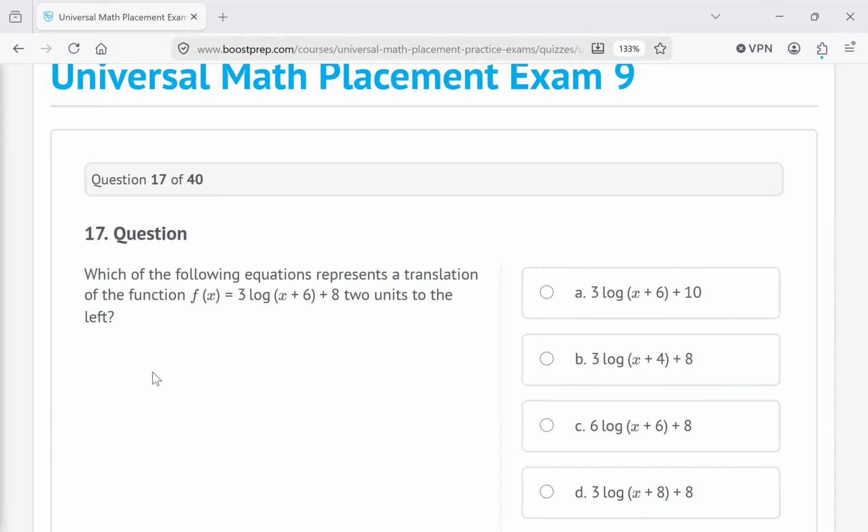17, which of the following equations represents a translation of the function f of x equals 3 log of (x plus 8) plus 8, 2 units to the left. So you're shifting it 2 units to the left. Oh, so the only thing changing is this, right? The plus 8 stays the same, this 3 stays the same. It's just the x plus 8 that changes. So how do I shift 2 units to the left?